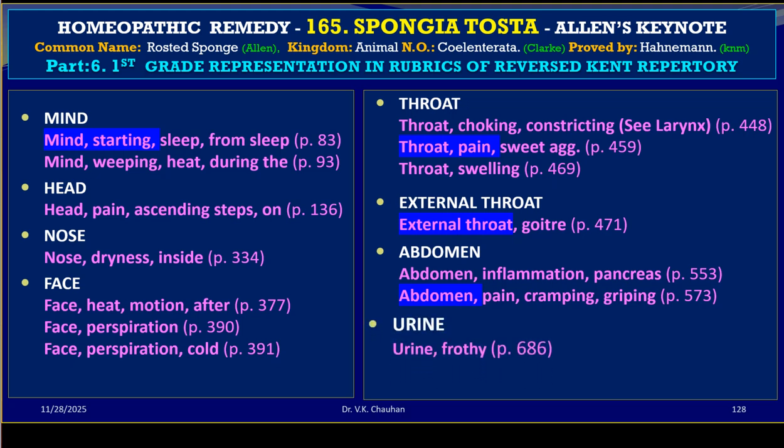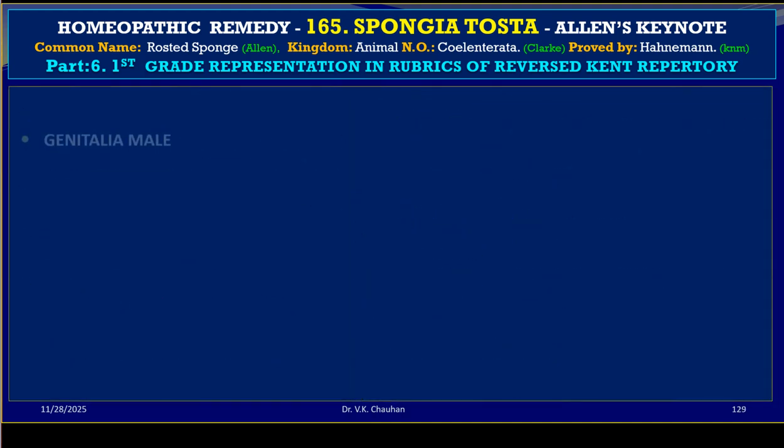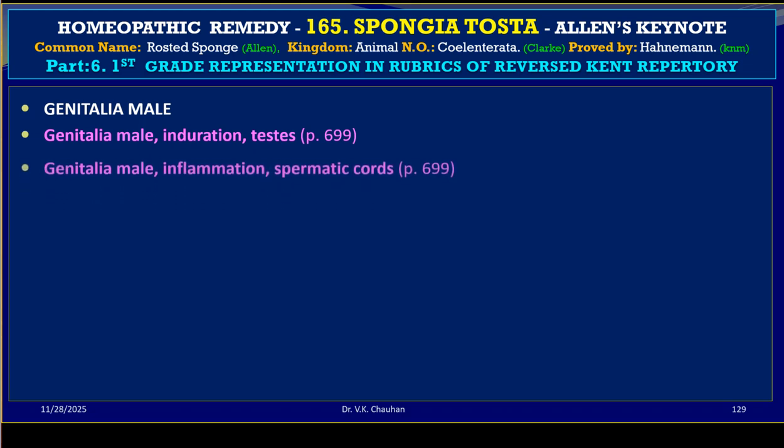In urine, we find urine is frothy, and frothy urine gives you the clinical insight that there can be proteins present. It usually is present in urinary tract infection, or it can be in nephrotic syndrome, but then it is a very, very rare kind of symptom which we are coming across here. In genitalia male, you will find induration of testis. Yes, of course, across the line, Allen is also having it, Hering is also having it, and Kent also confirms the same symptom.